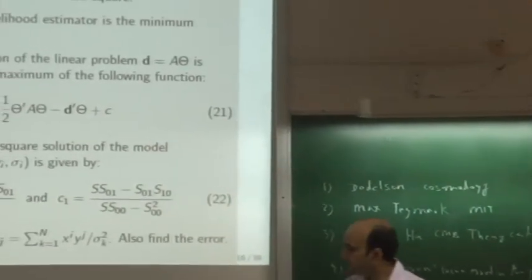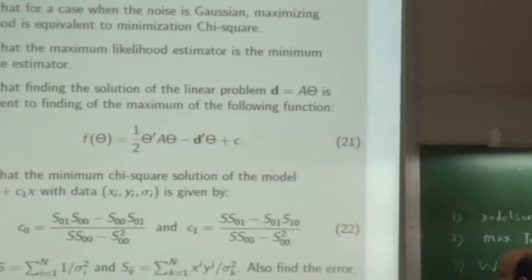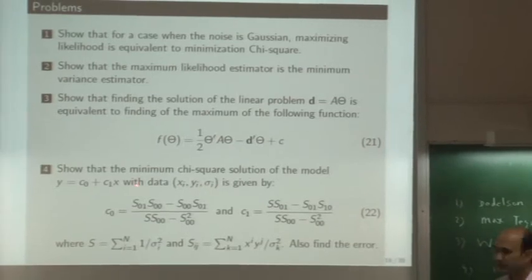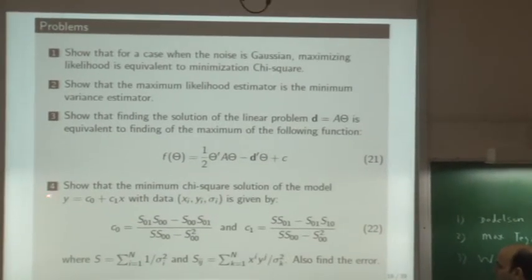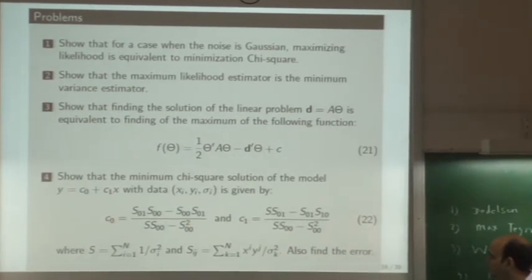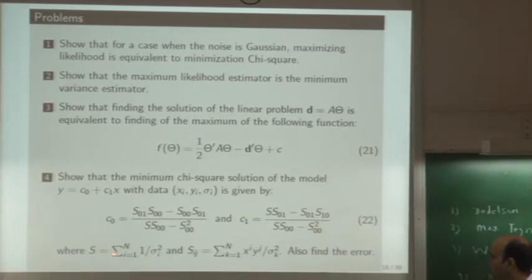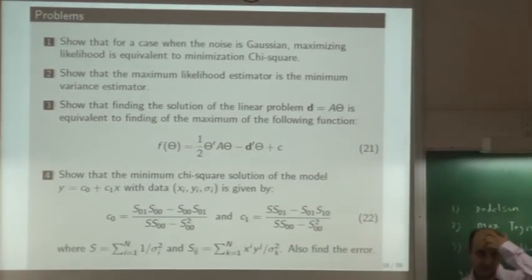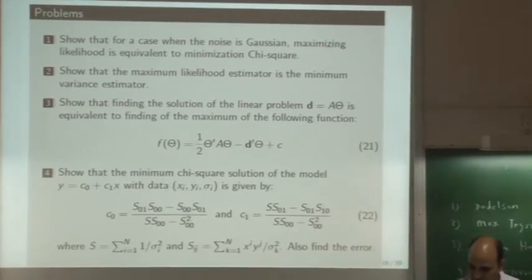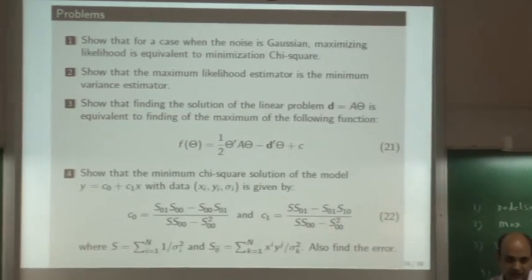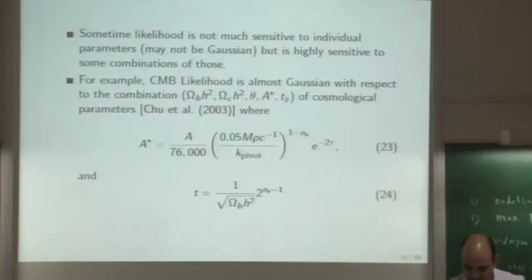And now there are a few problems and you can try them out. I will put these slides somewhere. This problem I gave you for an exercise yesterday. You fit this line y equals C0 plus C1x to this data, so that C0 is given by this one, C1 is given by this one, where capital S is this, and S01 and S10 are defined in this way. So you can try to find these things using two different methods. One is direct chi-square minimization, the second is the matrix method.